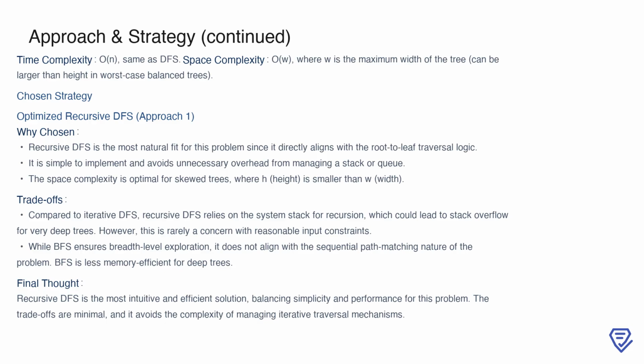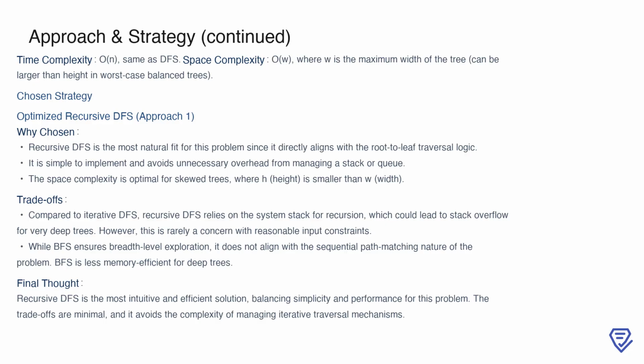After evaluating these approaches, the optimized strategy we chose is the recursive DFS. This approach is a natural fit for the problem because it directly aligns with the goal of validating a root-to-leaf path. Recursive DFS is simple to implement, and its space complexity is optimal for skewed trees, where the height is smaller than the width. While iterative DFS avoids recursion, it introduces additional complexity in managing the stack manually without any significant performance gain. BFS, on the other hand, does not align well with the sequential, path-specific nature of this problem and is less efficient in terms of memory for deep trees.